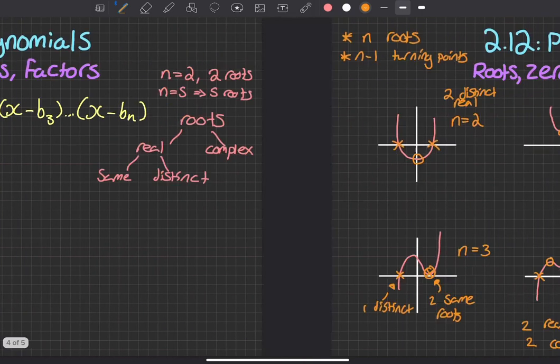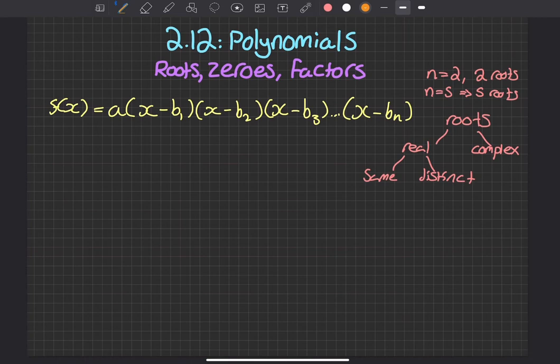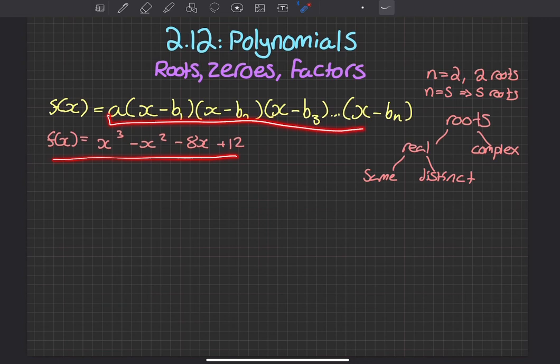So how do we find the values of these roots? How do we actually know what these roots are? Now, let's say we had this function here, right? And we want to express this function in this form. We want to put it as a product of its roots. How would we find what this b1, this b2, and this b3 equal? Now, again, since n equals 3, we do know that there's going to be 3 roots.